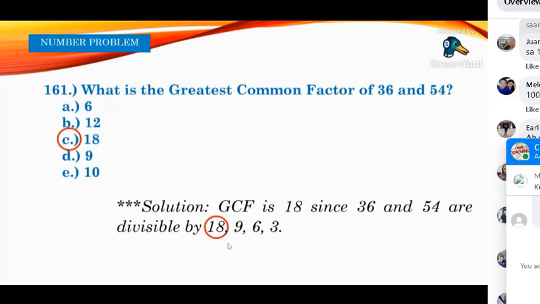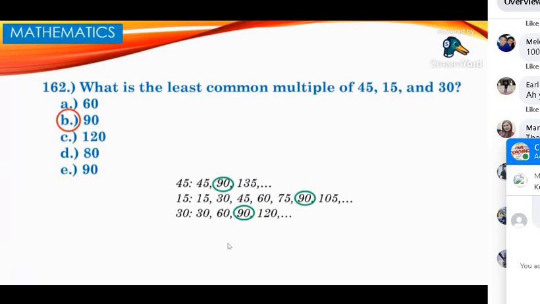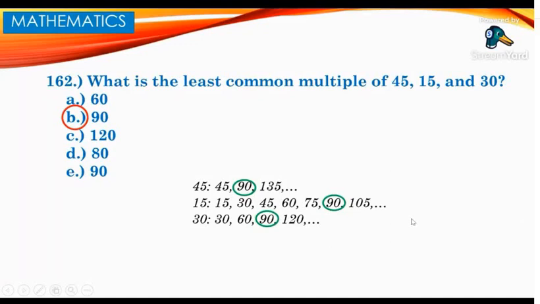Let's have 162. What is the least common multiple of 45, 15, and 30? Okay, when we say multiple, we could recite it in sequence. Okay, so 45, 90, 135. So 15, 30, 45, 60, 75, 90, 105, and so on. And then you have 30, 60, 90, and 120. So what is the least common multiple?